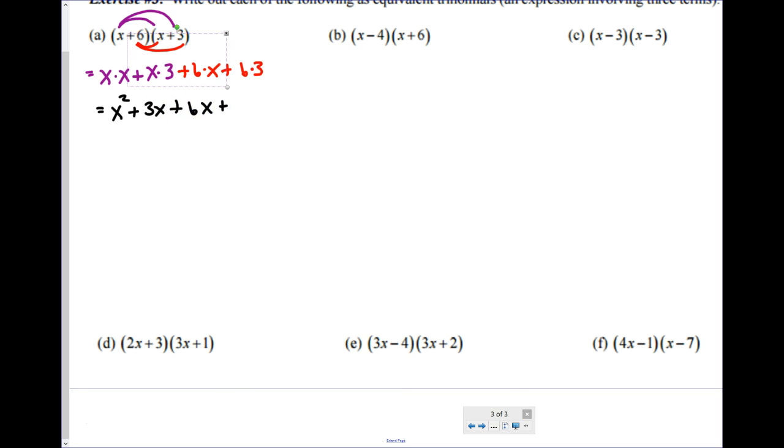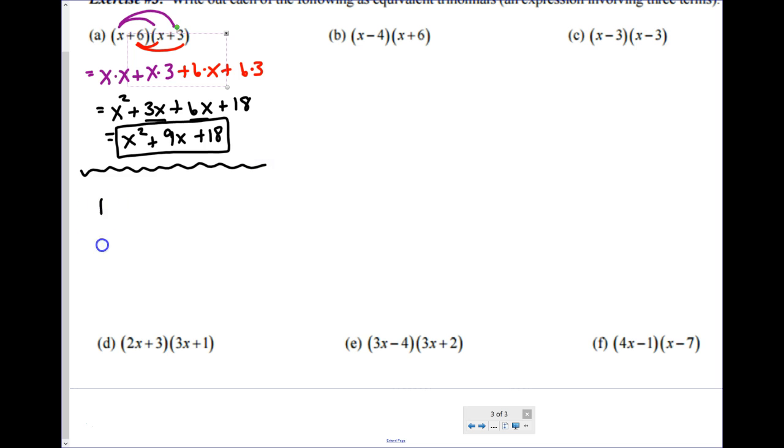And then plus 6 times 3, which is 18. I'm going to have those like terms again, the 3x and the 6x, and I can combine that into 6 plus 3, which is 9x. Carry down the 18. Put a box around my answer. That's double distribution. Now let's say I want to solve this using an area model.